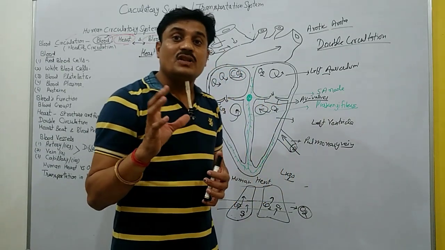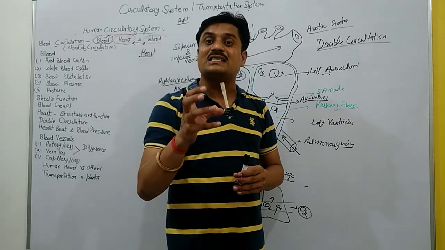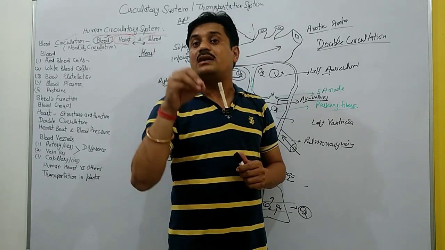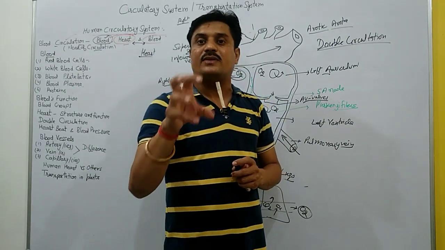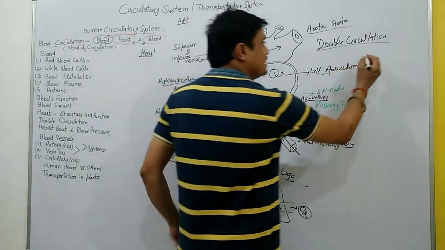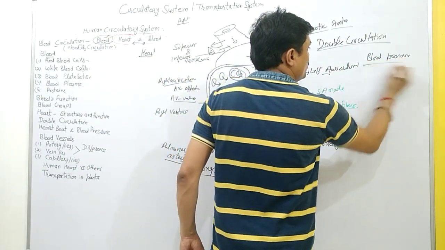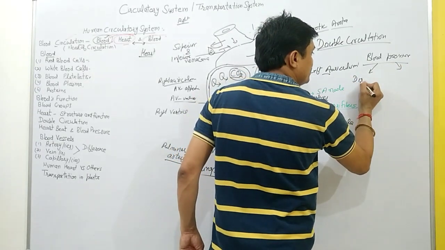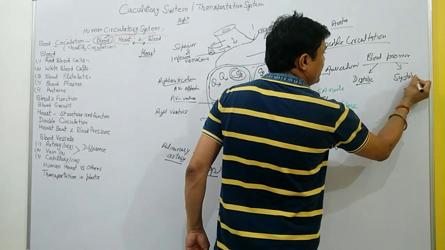And another topic, blood pressure. The pressure exerted on the walls of the blood vessels due to the pressure in the blood is called blood pressure. The pressure which the blood exerts on the wall of the blood vessel is called blood pressure. The blood pressure is of two types, systolic and diastolic.